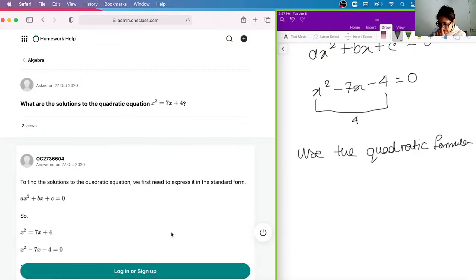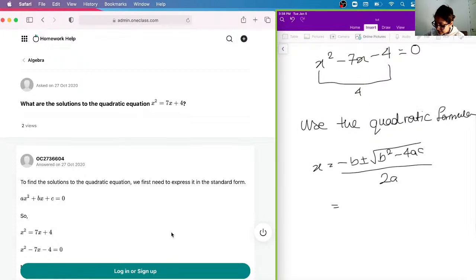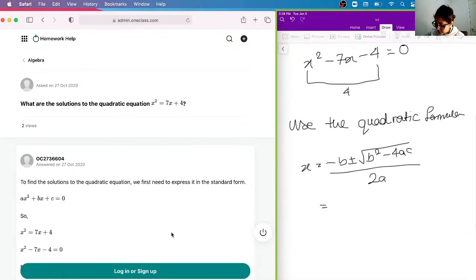Okay, so this is where you have x is equal to minus b plus or minus the square root of b squared minus 4ac, all over 2a. And so in this case, these are our a, b, and c. So a in this case is 1, b is negative 7, and c is negative 4.